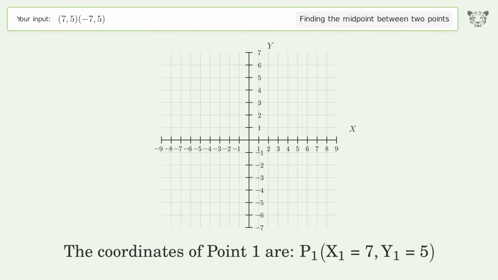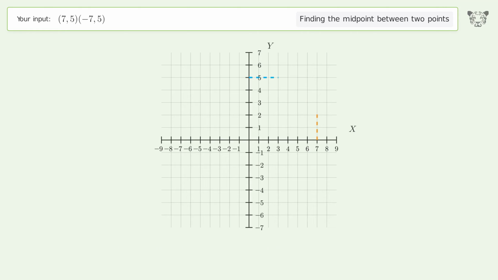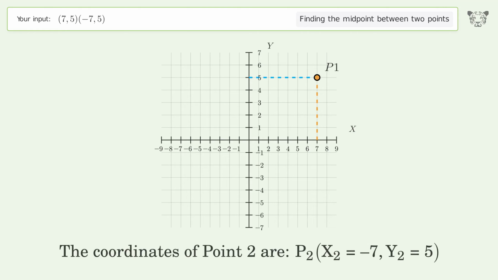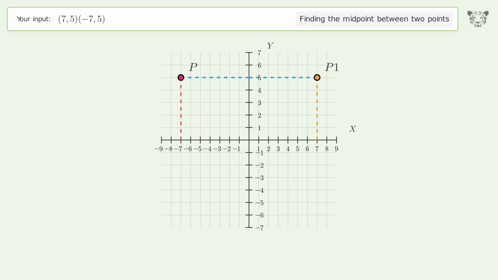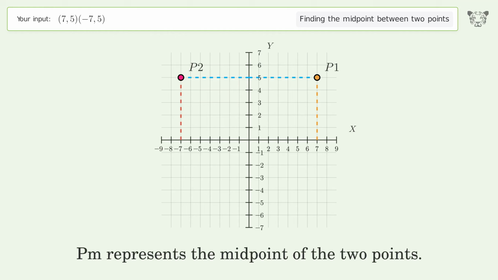The coordinates of point 1 are x1 equals 7, y1 equals 5. The coordinates of point 2 are x2 equals -7, y2 equals 5. PM represents the midpoint of the 2 points.